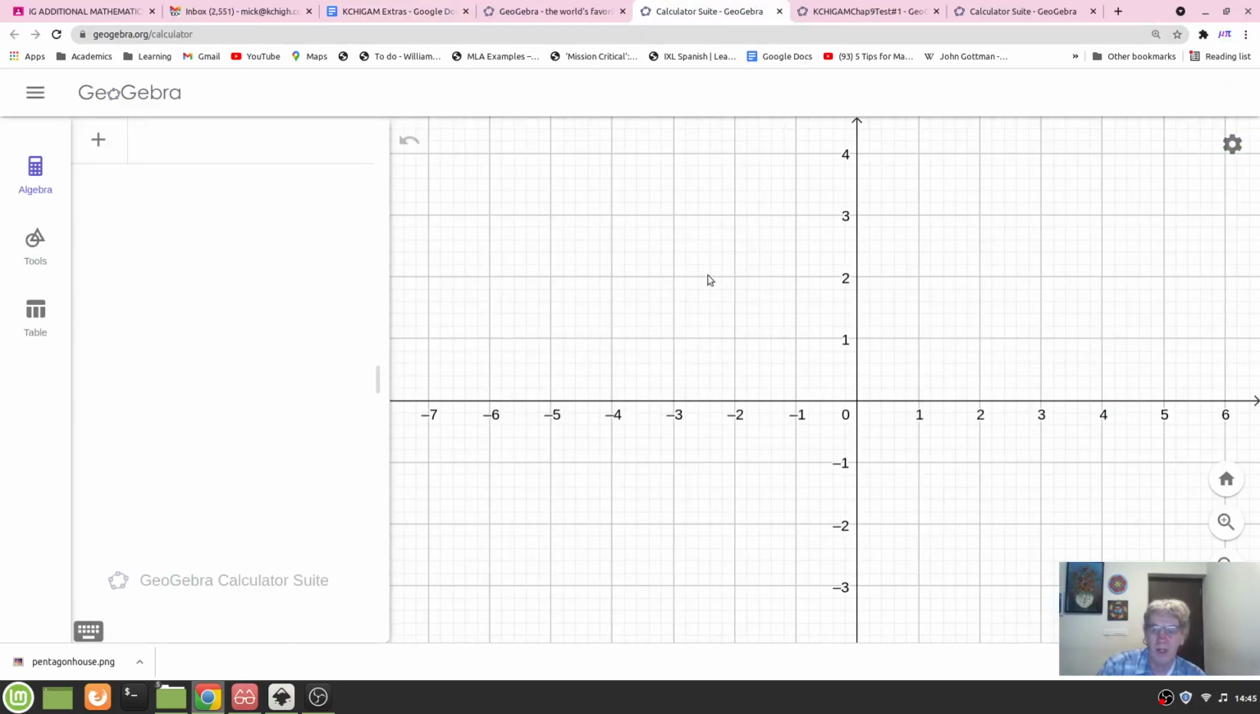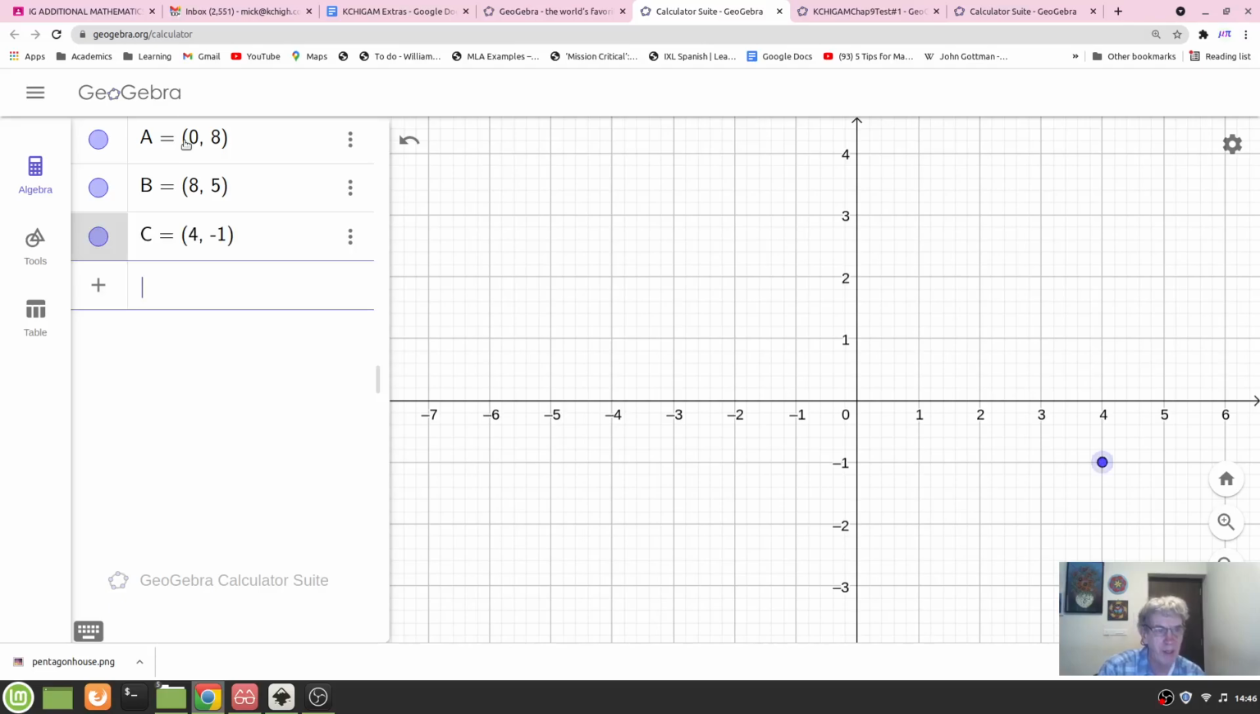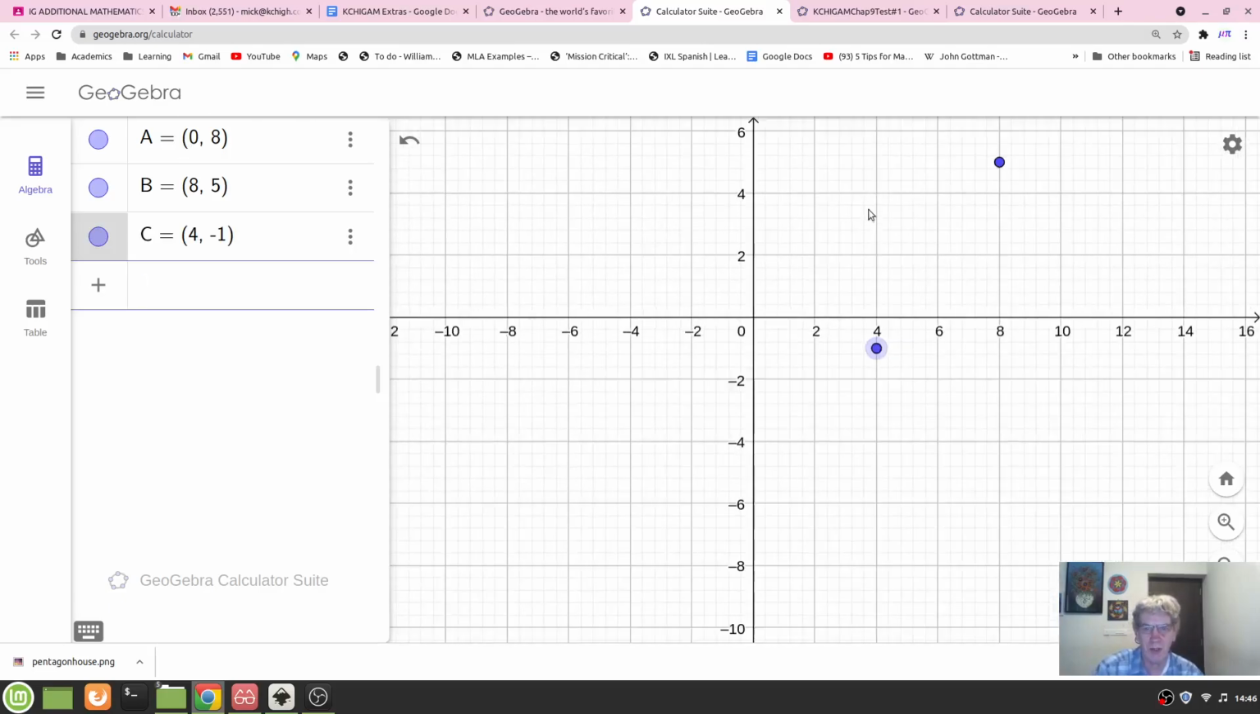So here I am. I've got my points. Now, it's a good idea to put the points in order. You just need parentheses 0, 8, and then hit enter, and you've got A, and then parentheses 8, 5, and then enter, and then parentheses 4, -1, and now I've got A, B, and C in there, okay? I'll use the wheel on my mouse to scroll out a little bit.